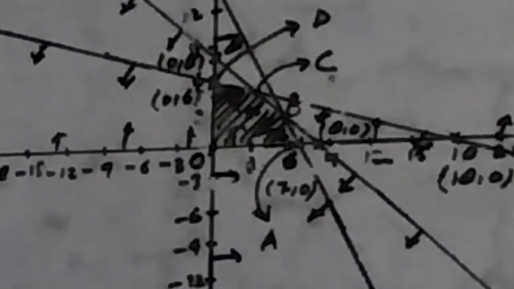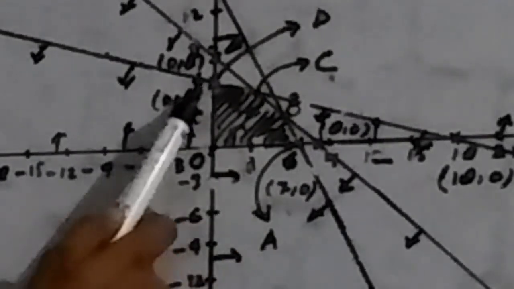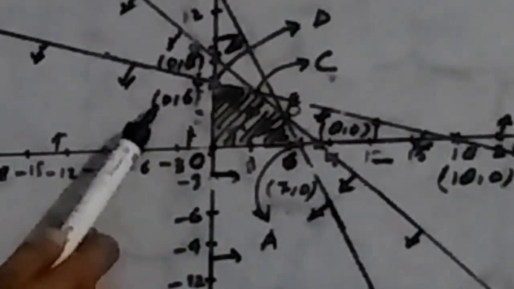After naming these corner points, we see that all the corner points must have their coordinates clearly. So simply this is 7, 0, A, the coordinates of A are clear, and the coordinates of this corner point, that is D, are quite clear, 0, 6.